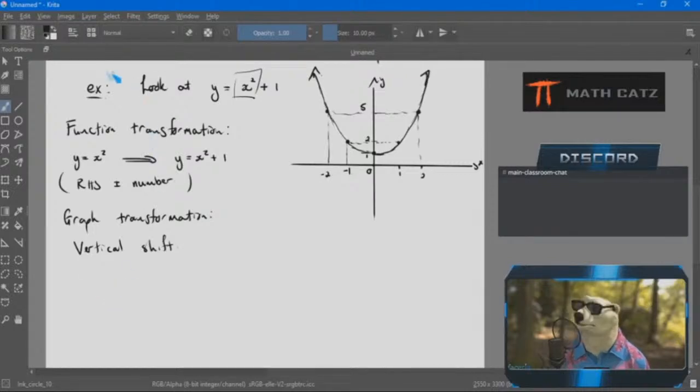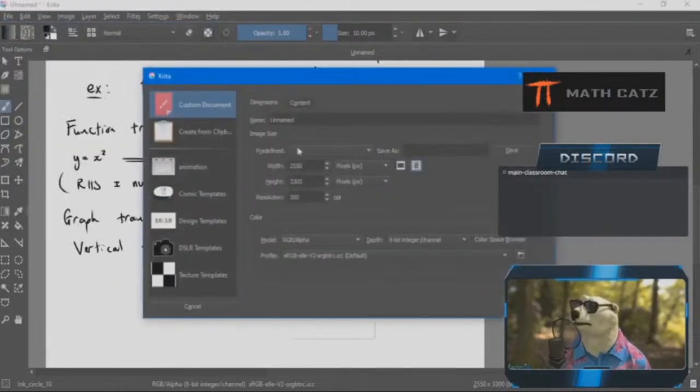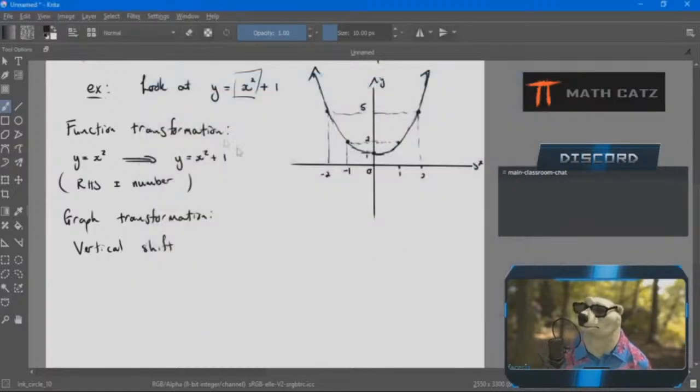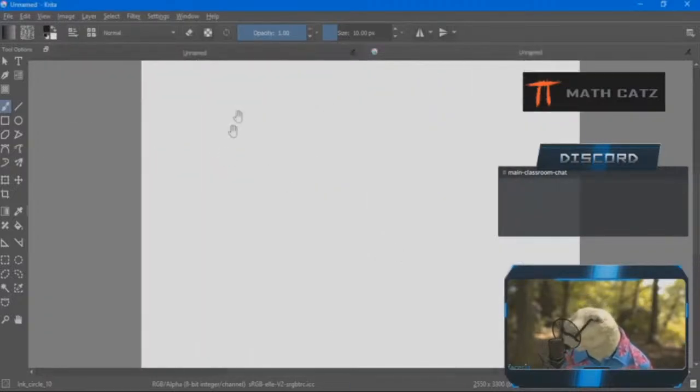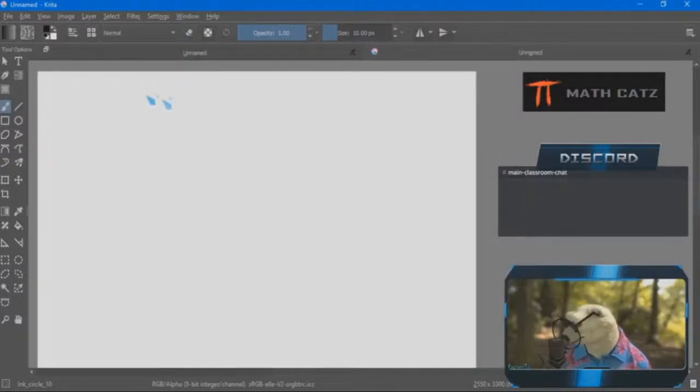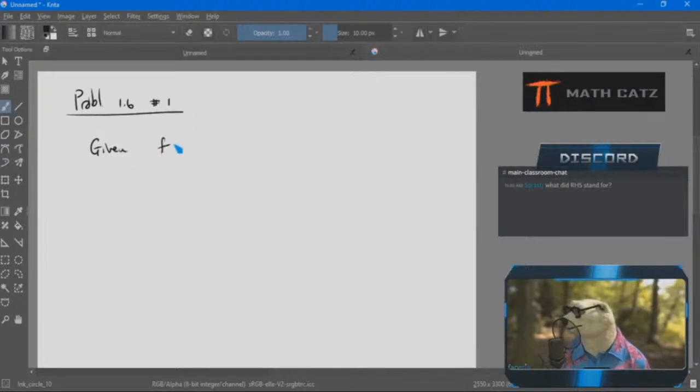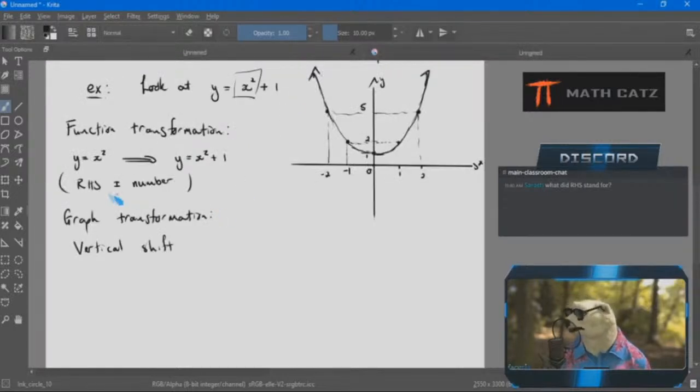So if we do a problem, let me make a new page here. I'll look at problem 1.6, number 1, where I have given f of x equals x squared plus 2. Let me go back here, see the question. RHS stands for right-hand side.